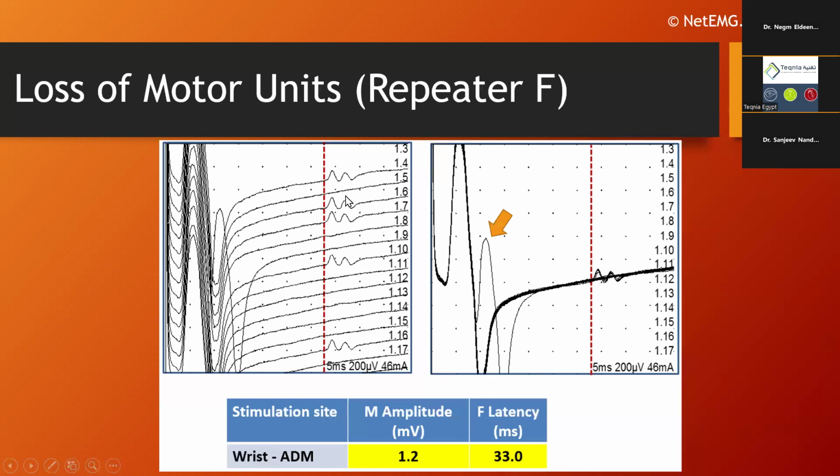Sometimes you can see responses where they are reproducible, but they don't occur on every stimulus. These are called repeater F waves, and these are often seen in patients who have lost motor units. Because there are only a few motor units left to generate F waves, we can recognize their motor unit potentials easily.